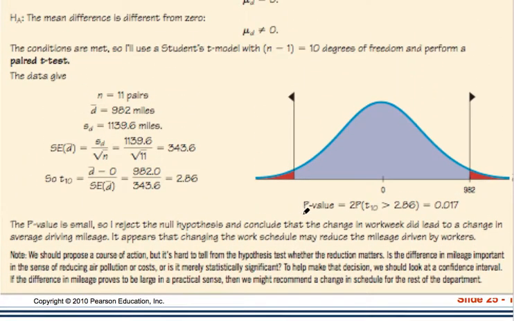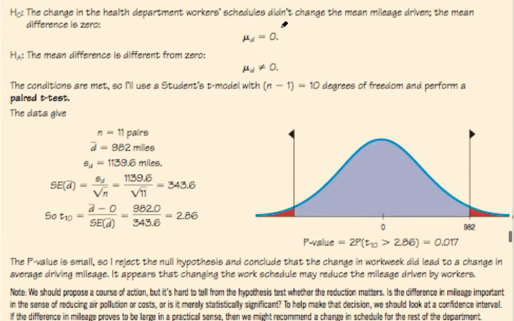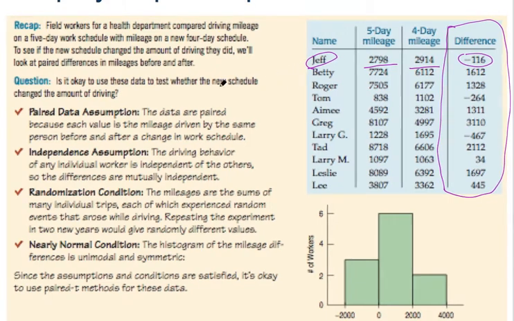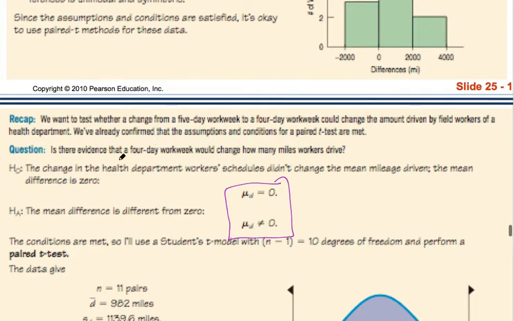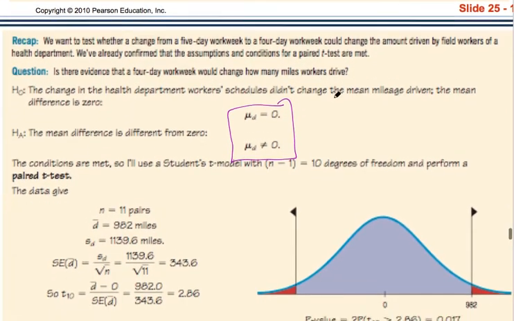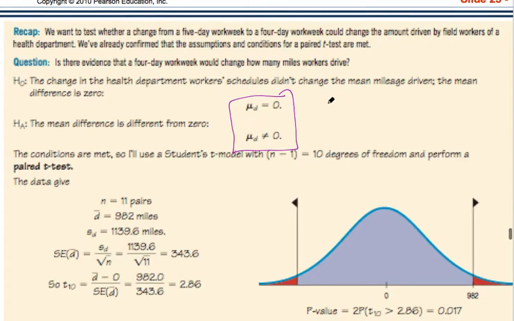Okay? All right, so I want you to notice what the alternative hypothesis and the null hypothesis are. The null hypothesis is that there is no difference in the mean. And the alternative hypothesis says that it's not 0. It didn't say it was greater than or less than, it just said is it different. So let's go back here. Where is the question here? Is there evidence that a 4-day work week would change how many miles the workers drive? So we don't care which direction it goes. We just want to know, is it different?